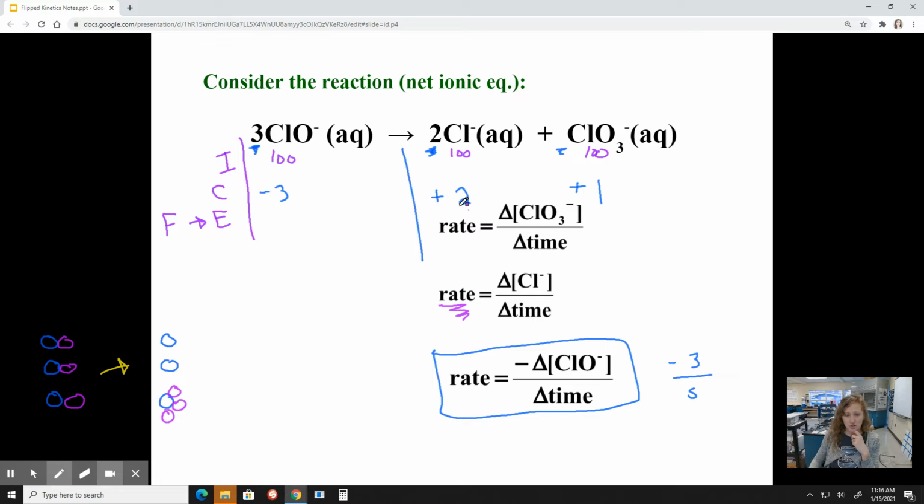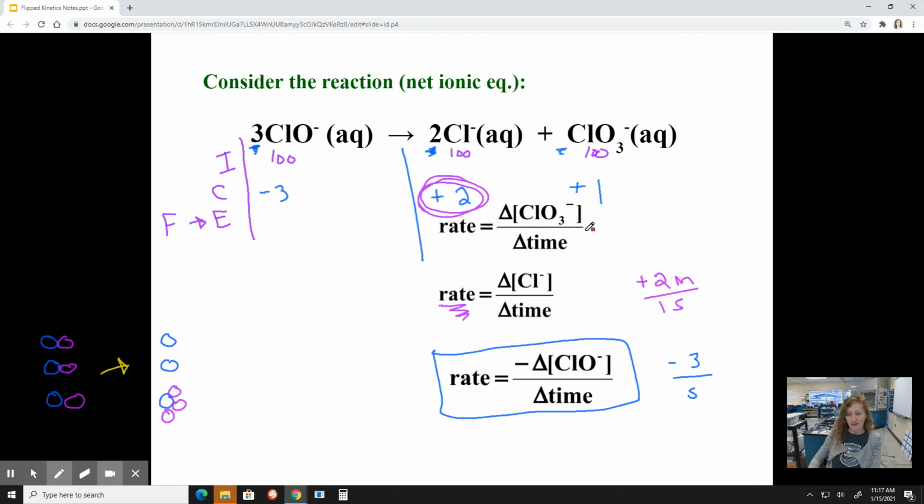So if we look at rate in terms of the production of the chloride ion, right, I'm going to have 2 chloride ions being made. So that's going to be the positive, 2 molar. Oh, you want a big M for that. 2 molar over 1 second. So my chemical rate of this reaction is 2 moles per second, right? Or is it 3? Is it 3 moles per second? Or if we look at the chlorate ion, let's do this one, shall we?